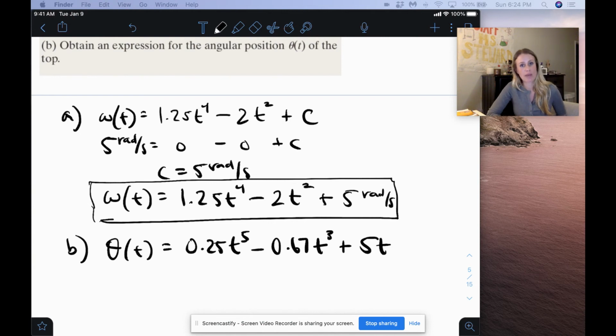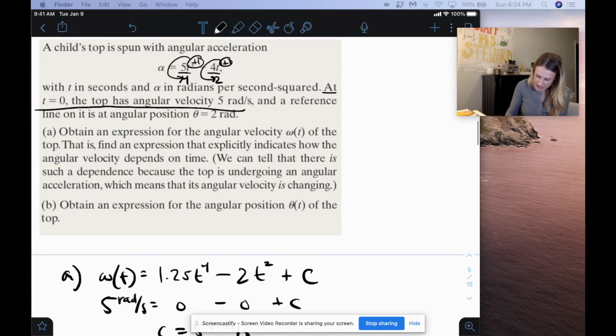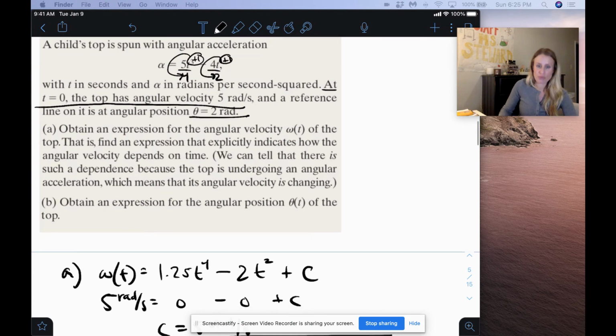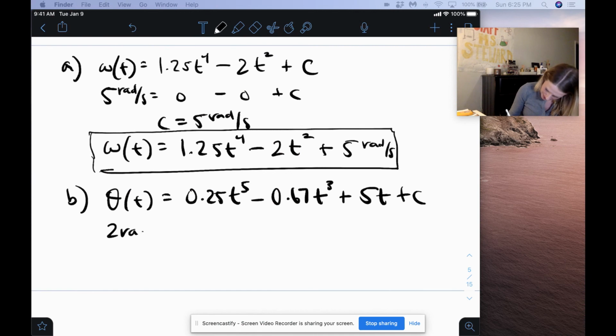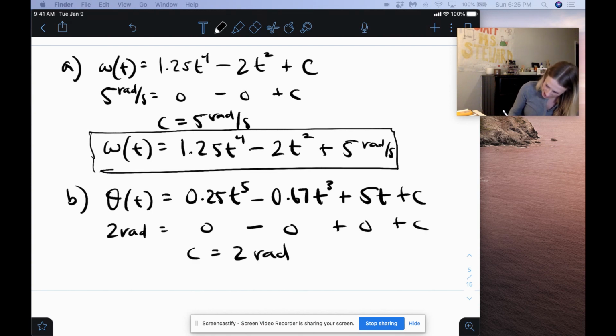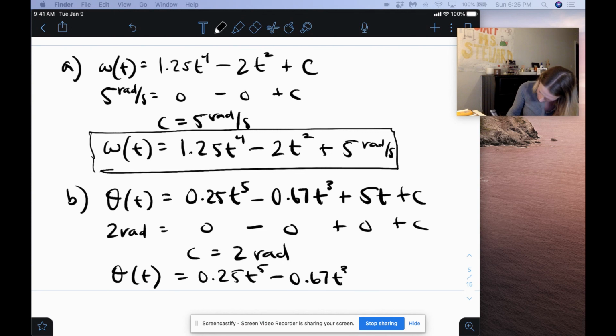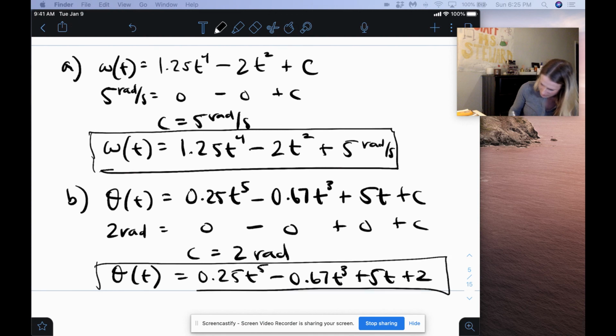And then of course we add C again. In order to find what C is, it says at time t equals 0, the reference line is at angular position 2 radians. So that means this is going to be 2 radians, and all of these terms are 0 because t is 0 here. So that means C is 2 radians. And so we end up getting our function of position with respect to time: 0.25 t to the 5th minus 0.67 t to the 3rd plus 5t plus 2. And that's our answer for letter B.